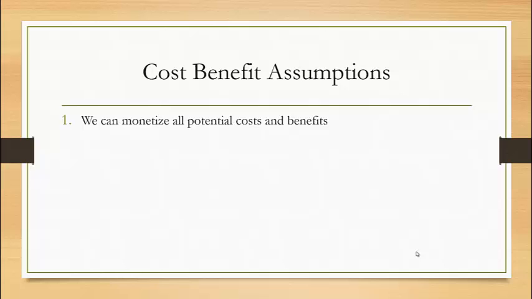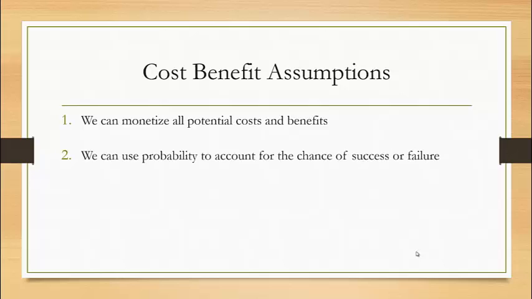So what you're doing is you're adding a monetary value to your costs and benefits. The second is that we can use probability to account for the chance of success or failure. And what that means is that we can use probability to account for potential outcomes and varying outcomes. We're going to talk more specifically about what that means. The third is that we can account for the future value or cost of assets and benefits, and that we can take those into consideration in our cost-benefit analysis.